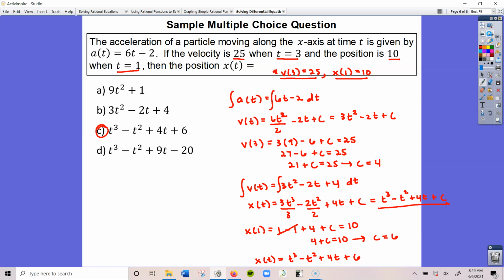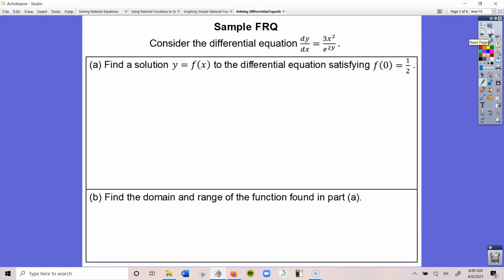Now we're going to look at some sample FRQs. We have here, consider the differential equation dy dx is equal to 3x squared over e raised to the 2y. So it says here, find a solution y is equal to f of x to the differential equation satisfying f of 0 is equal to 1/2. So that is my initial condition.